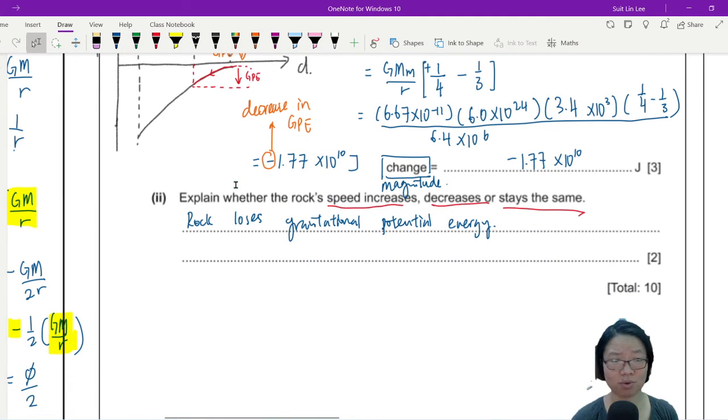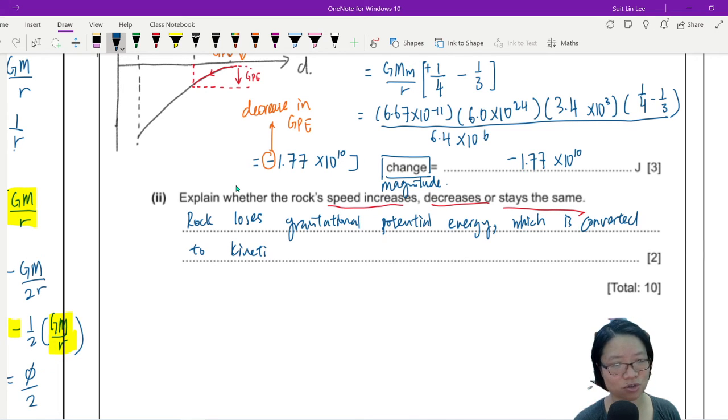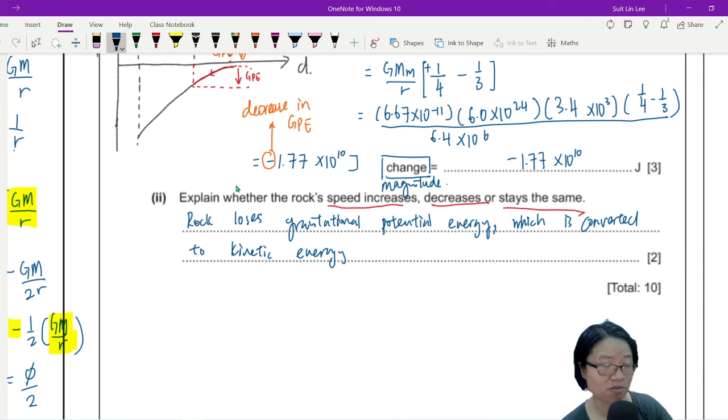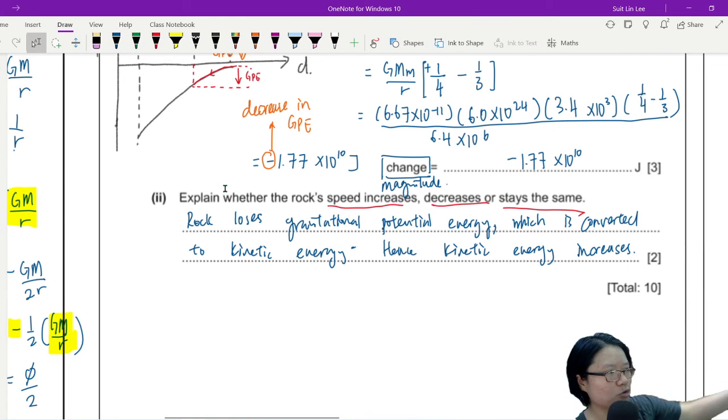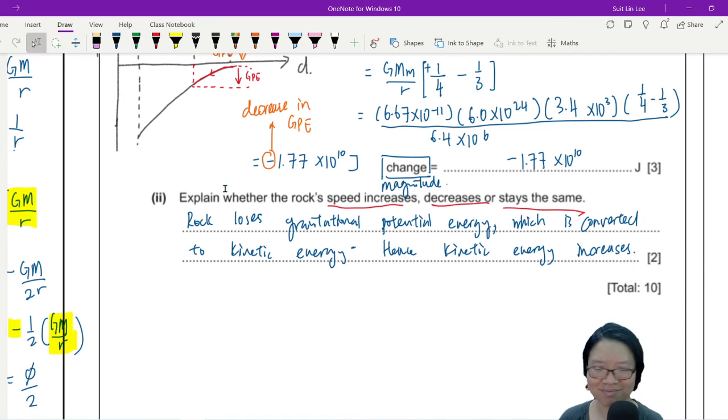So the only way it can go is, it loses gravitational potential energy, which is converted to kinetic energy. Okay, so it loses potential energy, which is converted to kinetic energy. So because of this, hence, you can say kinetic energy increases. So we expect the rock that is dropping towards the planet to be faster and faster, and then maybe crash into the planet and cause a mass extinction. I don't know. But that's the question.